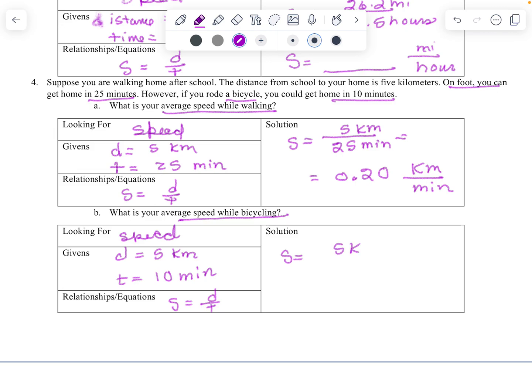Here we'll have 5 kilometers in 10.0 or 10 minutes. Speed will equal, this time you can solve it, and it will be kilometers per minute. If you need to stop the video right here for a moment while you catch up, please let your instructor know, and he or she can stop the video.